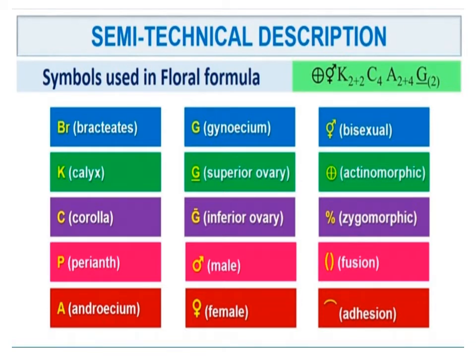Symbols used in floral formula. Br stands for bracteate, K stands for calyx, C stands for corolla, P for perianth, A for androecium, G for gynoecium, G with a line below indicates superior ovary, G with a line above stands for inferior ovary, then male, female, bisexual flower, actinomorphic, zygomorphic, fusion or adhesion.